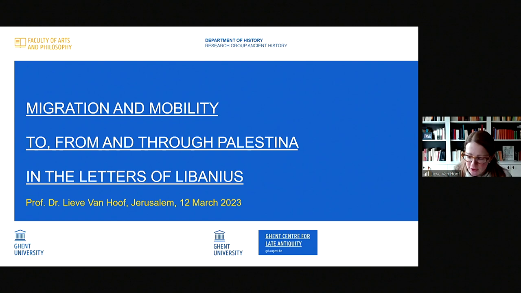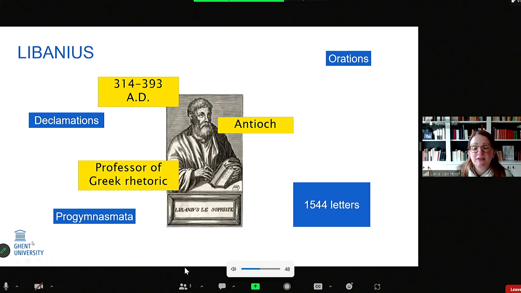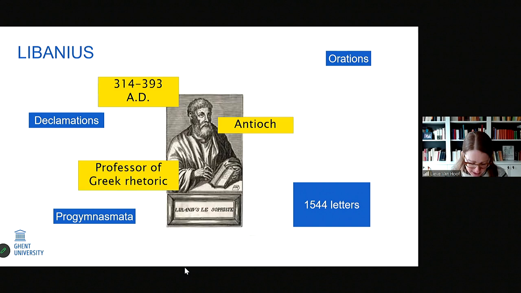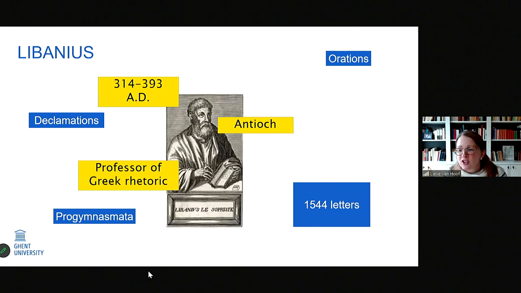Just for those of you who might not be familiar with Libanius, Libanius was a professor of Greek rhetoric who lived in Antioch, so not too far from Palestina, in the course of the 4th century. So his life spans most of the 4th century. He was not a Christian, so he was a pagan. And what we have left of him are some 64 orations, a whole series of declamations, of progymnasmata, so rhetorical exercises, but also 1,544 letters, which makes Libanius actually the largest classical letter collection, Greek and Latin for that matter, that has been transmitted to us from antiquity.